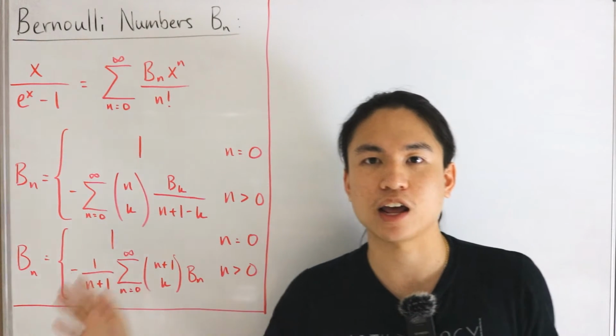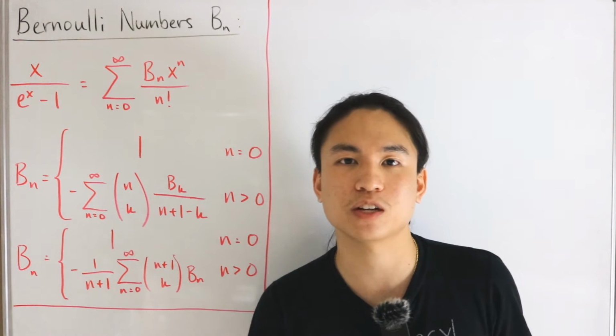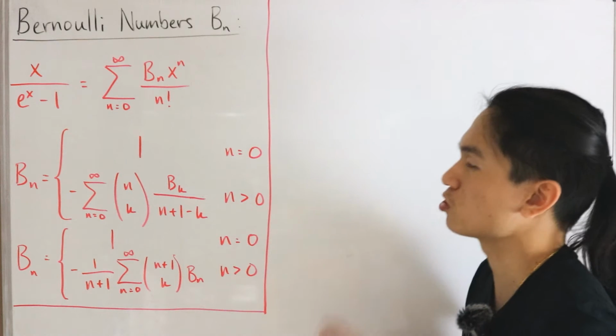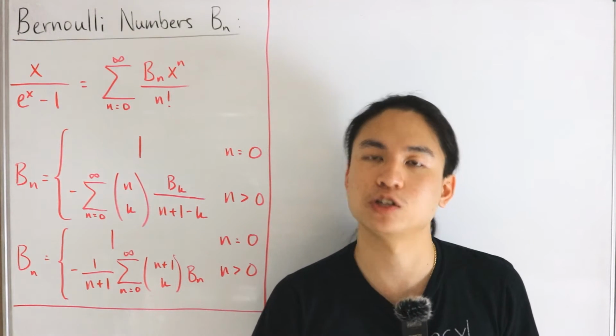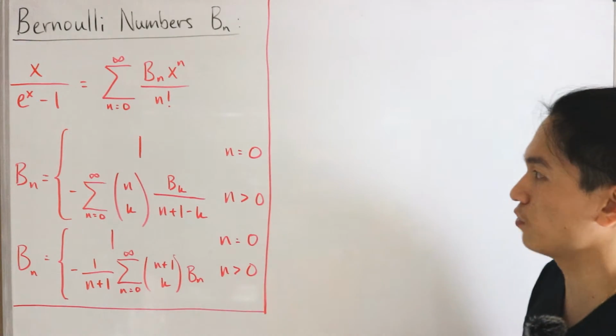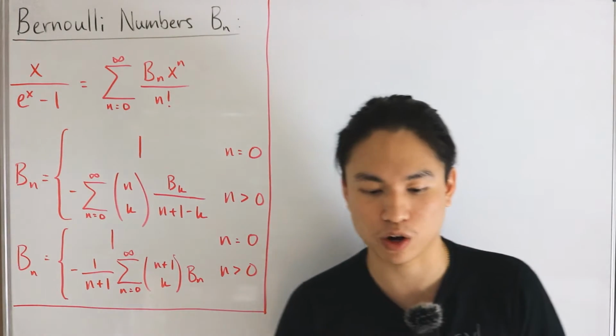So now that everything is said and done, I hope you got a little crash course, an introduction to Bernoulli numbers. Let's start off by going through our first proof, which is showing that the odd indices of the Bernoulli numbers equal 0.